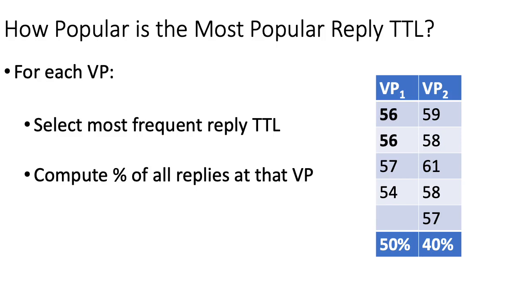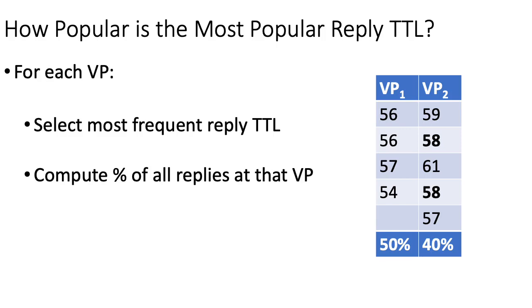So let's say I have the two vantage points with the reply TTL seen on the left. And it's fine that they have different numbers of replies because an address might not respond to every vantage point. For the first vantage point, 56 is the most common reply TTL. Since it accounts for 2 of the 4 values seen at VP1, the most frequent reply TTL accounts for 50% of the replies at that vantage point.